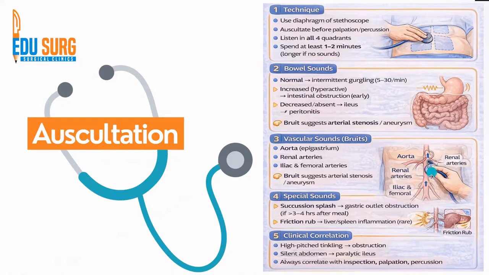Above the aorta, you can hear bruit in the epigastrium. Bruit can suggest arterial stenosis or aneurysm. Special sounds, if you have seen our video on gastric outlet obstruction, something known as succussion splash. Friction rub, we don't routinely do, but it can be seen in liver and spleen inflammation. So these are some of the important sounds, especially bowel sounds.